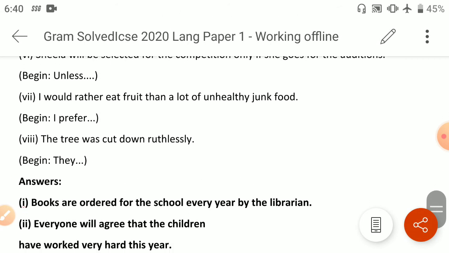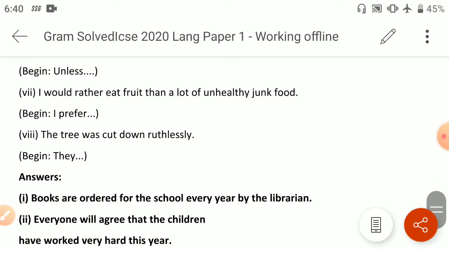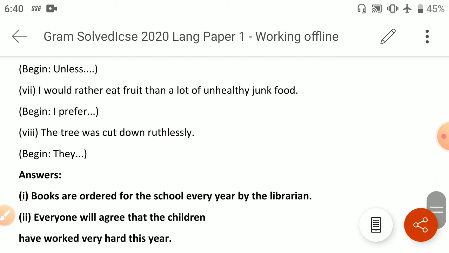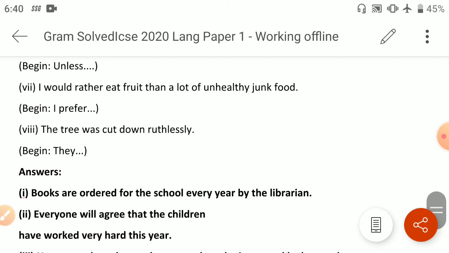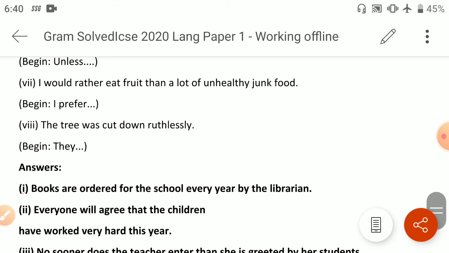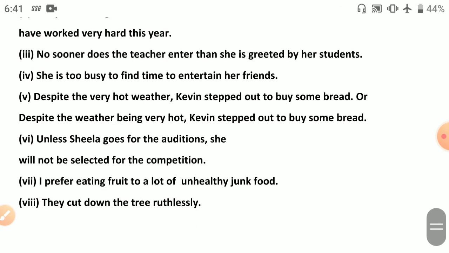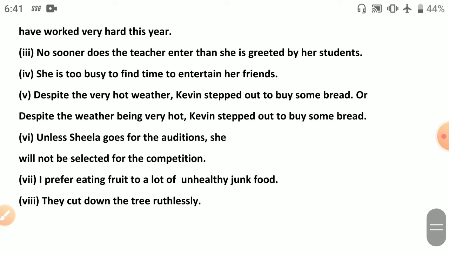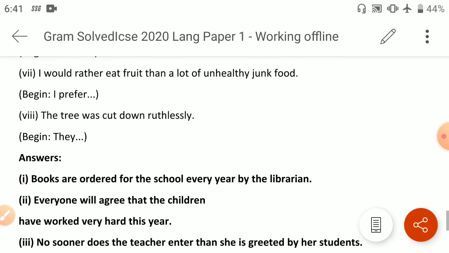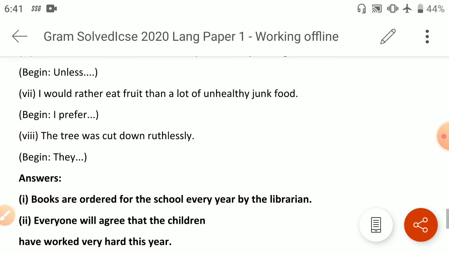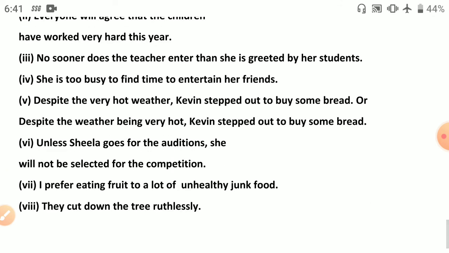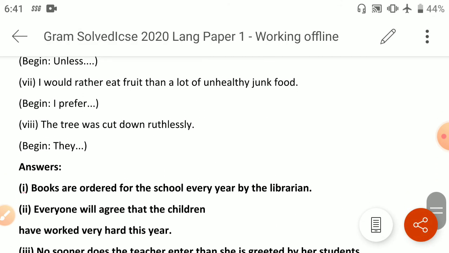The next one: I would rather eat fruit than a lot of unhealthy junk food. Use "I prefer". This is very common. It's quite common in ICSE grammar questions. So, I prefer eating fruit to a lot of unhealthy junk food. So prefer is followed by "to", not "than". Okay. So "I would rather" is right, but whenever you are using prefer, it is always followed by "to".